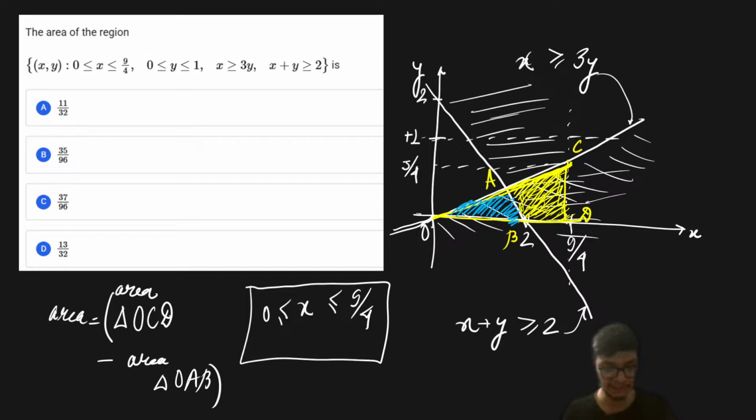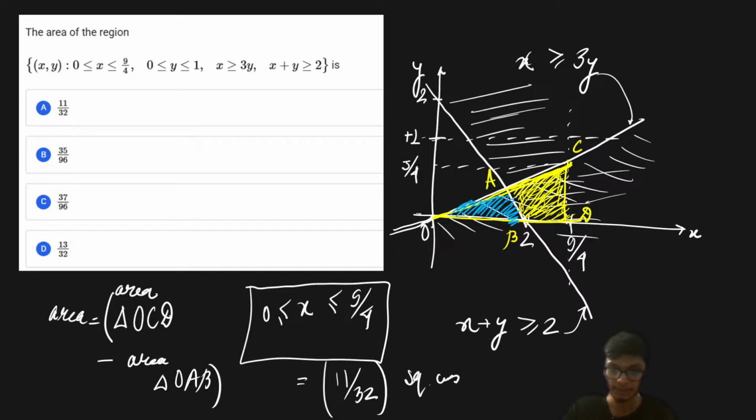Is this clear, Prem? Is this part clear? From this part, if you take the area of these triangles and subtract, the answer that I have got is equal to 11 upon 32.